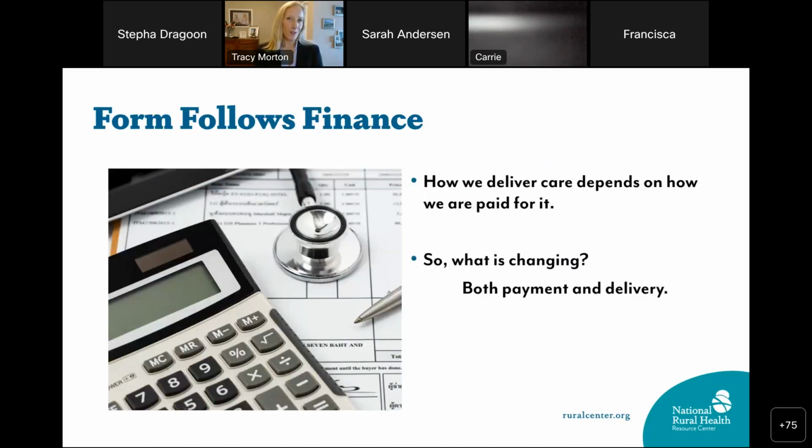But we know also that form follows finance. And so how we deliver care depends on how we're paid for it. And that's really the impetus for this large transition in value in the country. According to the Healthcare Payment Learning and Action Network, in 2020, about 15% of Medicare fee-for-service payments and about 39% of all types of payments did not have a link to quality or value.